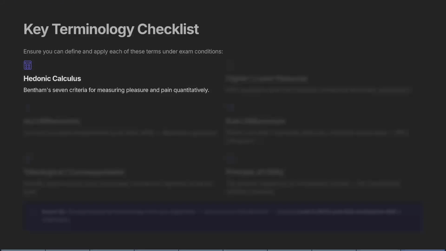Hedonic calculus: Bentham's 7 criteria for measuring pleasure and pain quantitatively. There's a separate video I've created just on this. Higher and lower pleasures: Mill's qualitative distinction between intellectual and bodily satisfactions. I've also created a separate video on rule utilitarianism, with act, and comparing them.